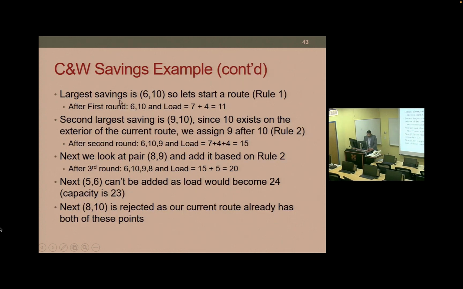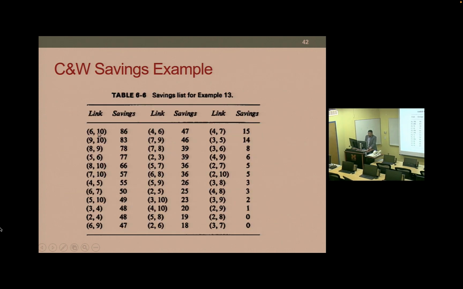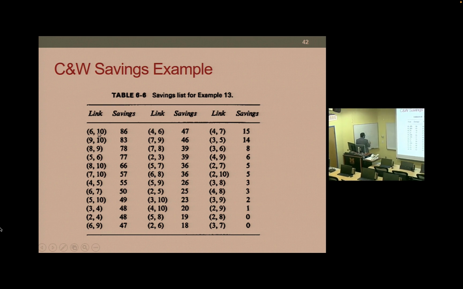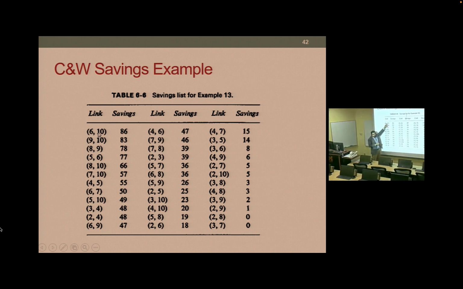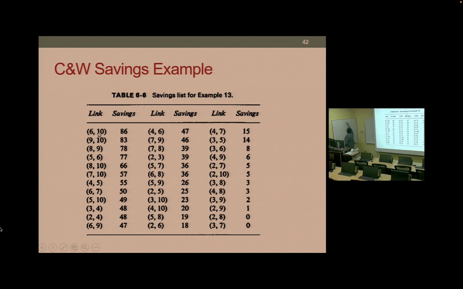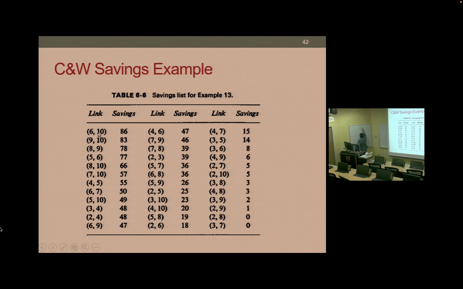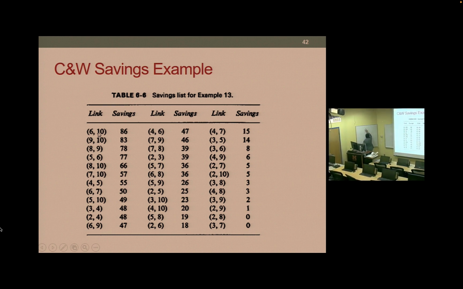We start with 6 and 10, and our first route is going to be customer 6 to customer 10. Why? Because when I look at this pair, I have not visited either of them, and I have to visit both, so I put them on a new route. Then when I get 9 and 10, I've already visited 10, but I can add 9 to 10 because 10 is on the outside of the route. It's not an interior point. I can always connect to the edges of the route. So 10 was an edge of the route, so I can add 9 to it.